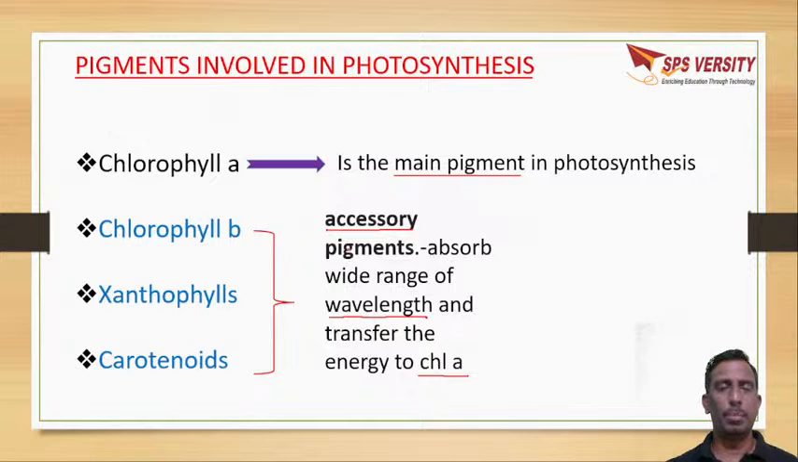So chlorophyll B, xanthophylls and carotenoids are called accessory pigments. The main pigment is chlorophyll A. The accessory pigments are chlorophyll B, xanthophylls and carotenoids.